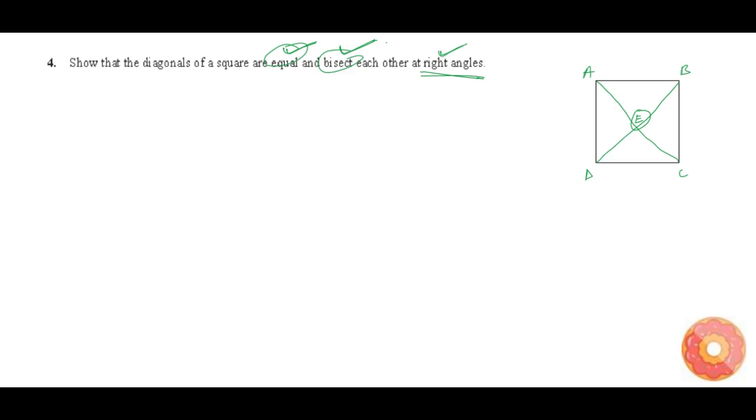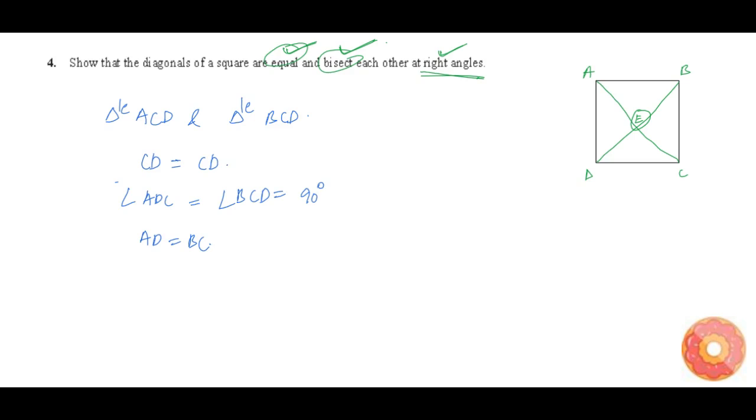Now let us consider the triangle ACD and triangle BCD. See, in triangle ACD and triangle BCD, CD is common in both these triangles. CD equal to CD and angle ADC is equal to angle BCD, which is equal to 90 degrees. In a square, every angle is 90 degrees. And AD is equal to BC. Since this is a square, each side is same.